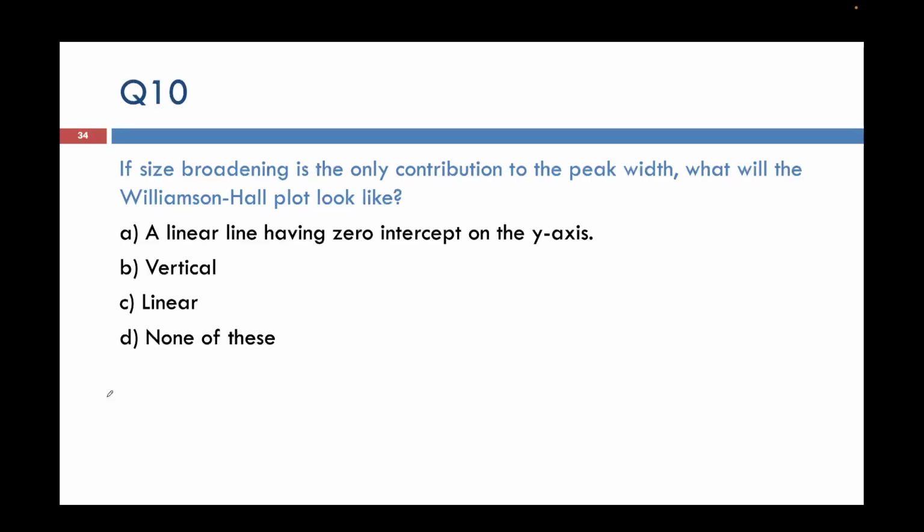This kind of MCQ might come in your final examination. If size broadening is the only contribution to the peak width, what will the Williamson-Hall plot look like? A linear line having zero intercept on the y-axis, vertical, linear, none of these. What will be the answer? Can any one of you answer?